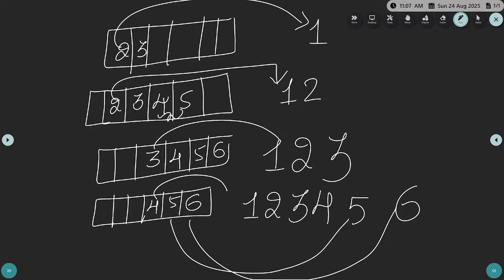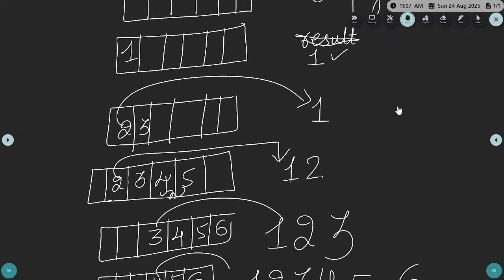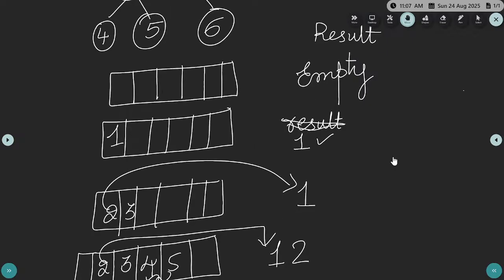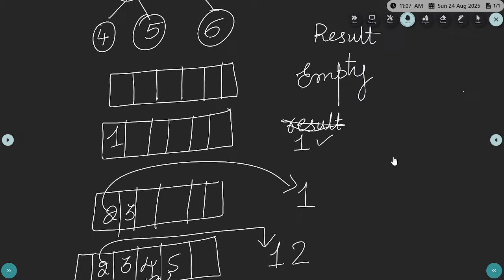Is that clear? So what you are doing here? Level order search. Is that clear? So take down this one. Next problem you have to do. Write down. First one is the diagram, that is Q. The result is it is empty.